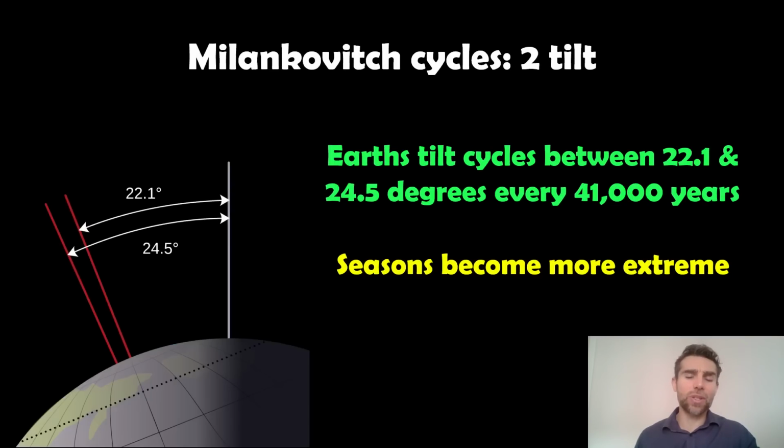We then also have tilt. So Earth's tilt can cycle between about 22 and, well, just under 25 degrees every 41,000 years. This again causes your seasons to become more extreme, and it fluctuates between that sort of angle there. So we get this actual tilt that fluctuates as well as the actual orbit itself.